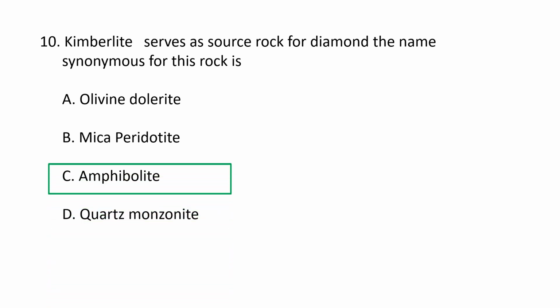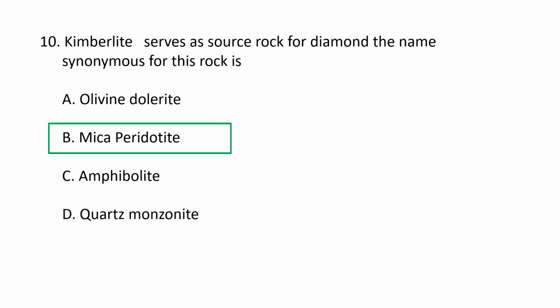So the synonym for kimberlite is known as mica peridotite. Mica peridotite is a type of igneous rock that is a rare variant of peridotite and is often serpentinized. So kimberlite is a mica peridotite that is known for being the primary source of the diamonds. So B is the correct option.